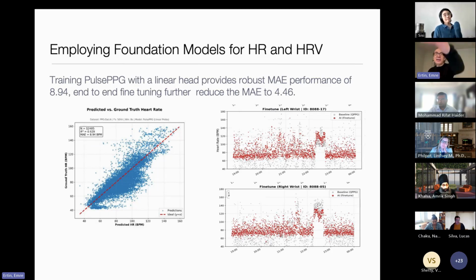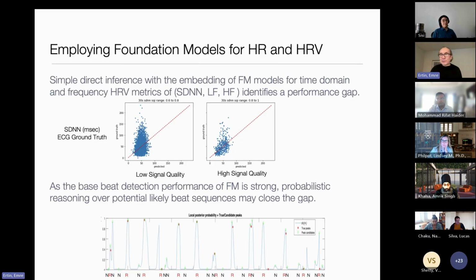On the right, you can see how it performs on the left and right wrist. This took less than a day, just to take Pulse PPG and fine-tune it for our use case. So much faster cycles than before for research. Okay, so that's the good news.